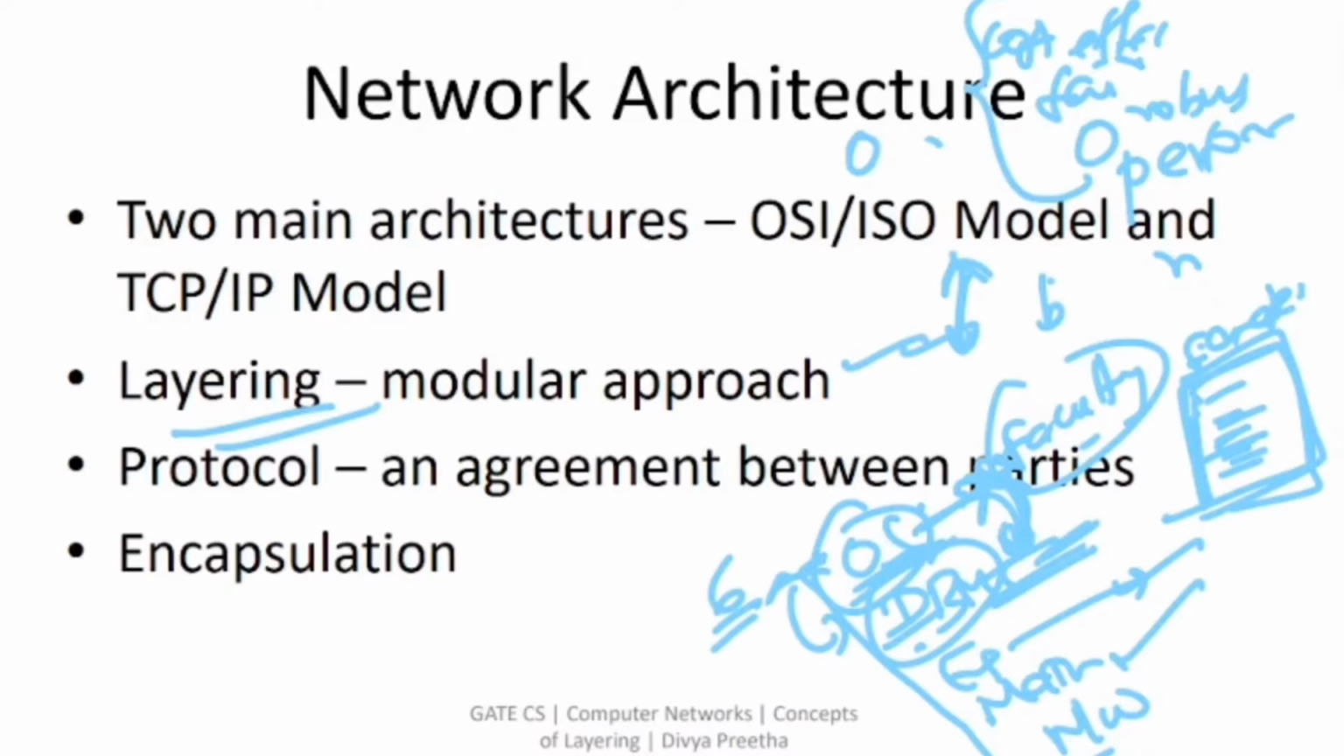Then talking about protocols, we know protocols, right? A protocol is just an agreement between two nodes, like a set of rules. If two nodes want to communicate, they should follow a communication protocol or network protocol, which deals with how the data should get transmitted and what set of rules it should satisfy.